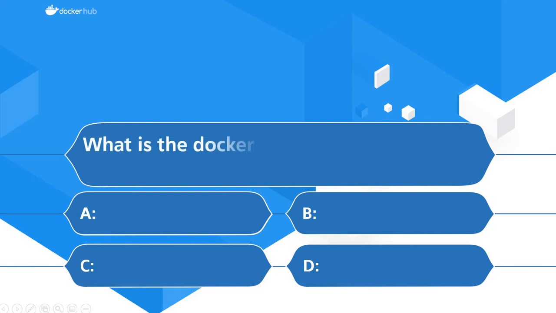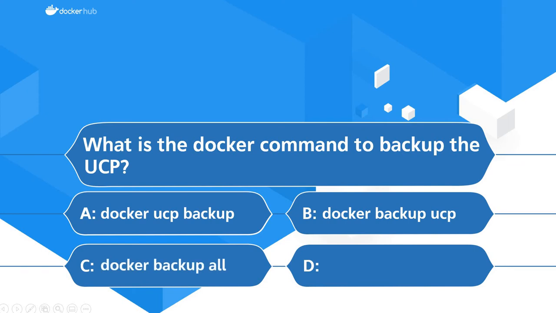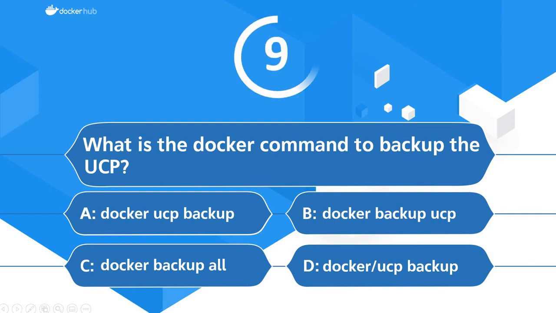What is the Docker command to backup the UCP? A. Docker UCP backup. B. Docker backup UCP. C. Docker backup all. D. Docker/UCP backup. Your time starts now.